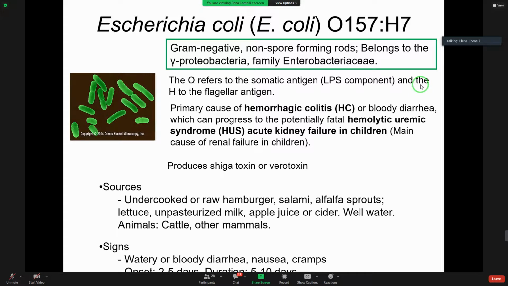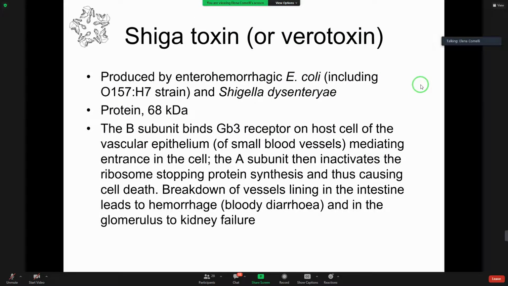So I mentioned the Shiga toxin or verotoxin that E. coli O157:H7 and Shigella dysenteriae produce, and which is at the basis of its pathogenicity mechanisms. So a few details about this toxin. It is a protein of 68 kilodaltons that consists of 2 subunits, a subunit A and a subunit B. So the B subunit is the one that initially binds to the globotriaosylceramide (Gb3) receptor expressed on the host cells, but particularly the small blood vessels, so not the large arteries, right?